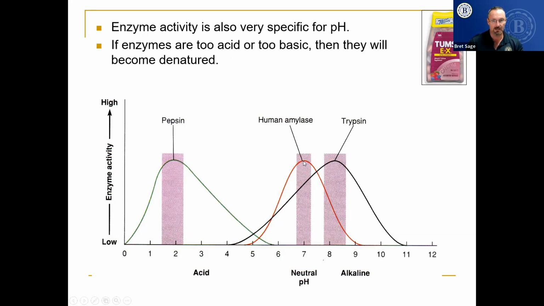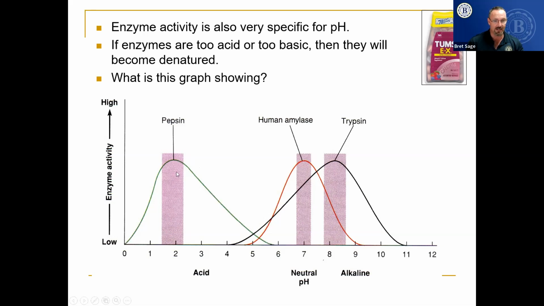Let's take a look at amylase. If we go too much to the acid side, notice its activity, the enzyme activity, drops off because it starts being denatured. But the same is also true to the right. So anything outside of its pink comfort zone, it's going to stop working as well and become denatured.